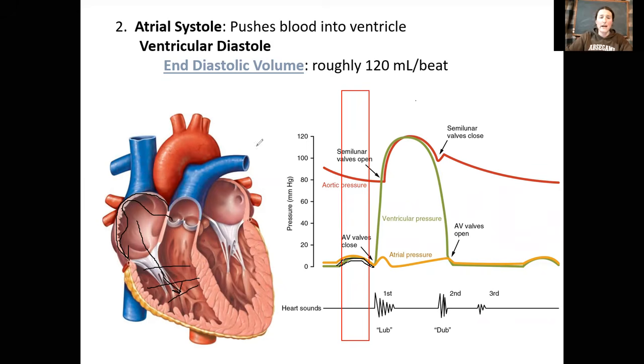Okay, something else that I want to point out is the EDV, the end diastolic volume. Okay, so at the end of ventricular diastole, which is also the end of atrial systole, after this chamber here has pushed as much blood as possible into the ventricle, what we're left with is a certain volume of blood. Okay, this volume of blood is called the EDV, and it's generally 120 milliliters for every single cardiac cycle. And of course, this is occurring in both of these chambers.